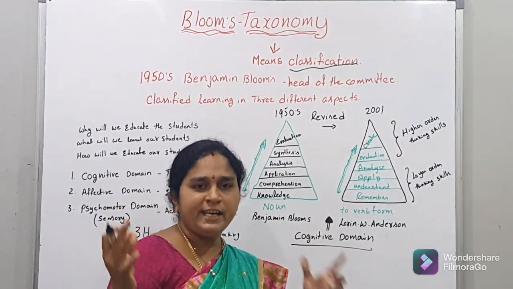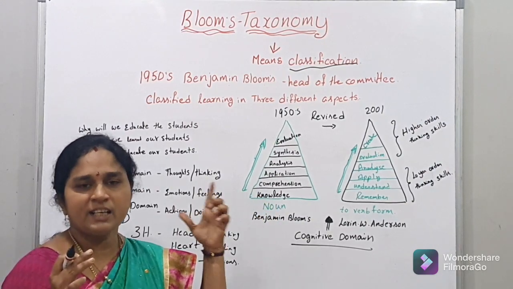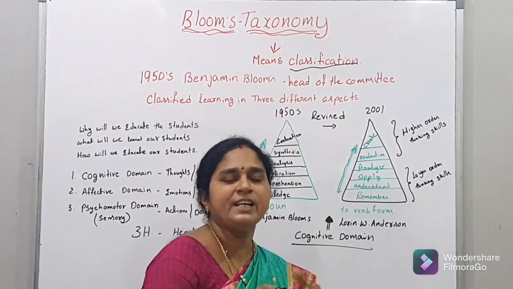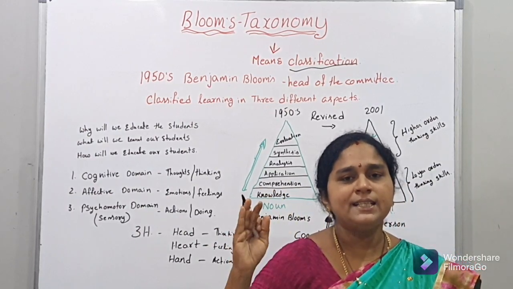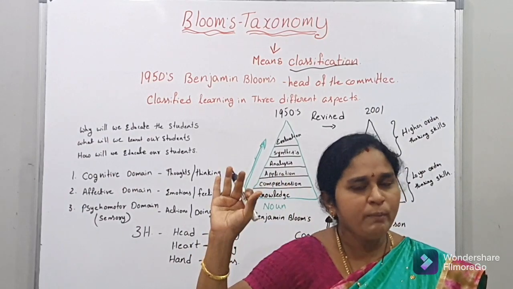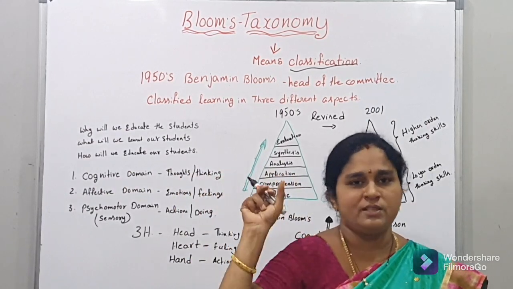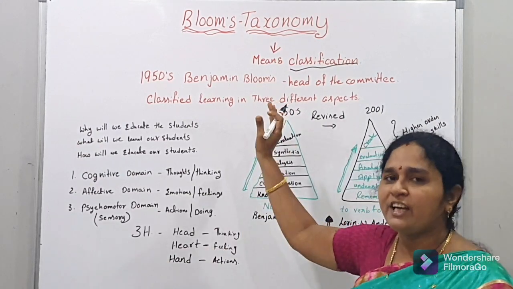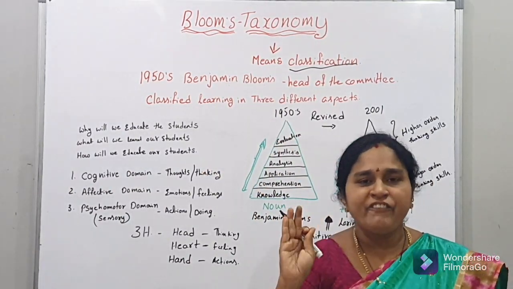Many educators sat together, and the head of the committee for this learning classification was Benjamin Bloom. The group of educators sat together and classified three different aspects of the learner objectives. That's why we call it Bloom's taxonomy. Taxonomy means classification. Who classified that? The head of the committee was Benjamin Bloom. In the 1950s, the group of educators sat together, with Benjamin Bloom as head of the committee, and classified learning into three different aspects.